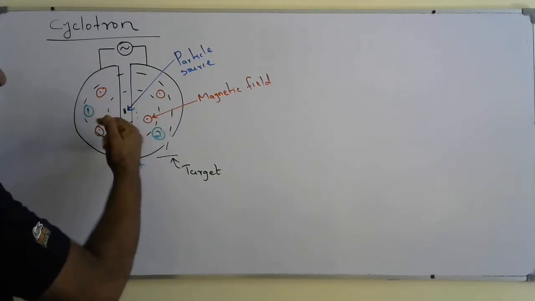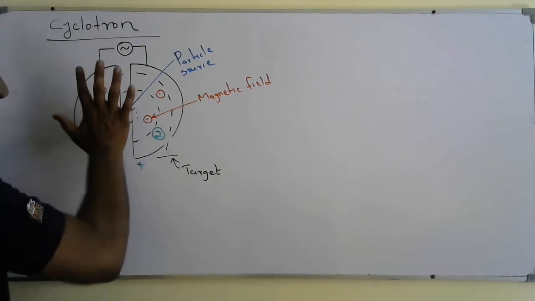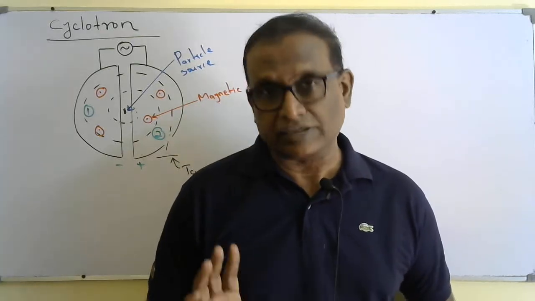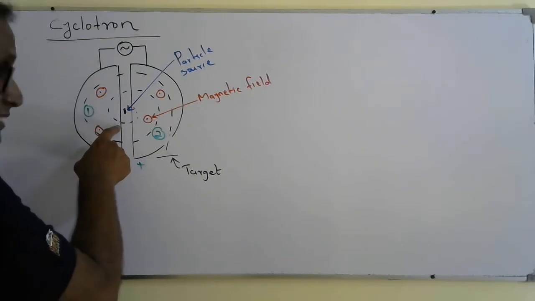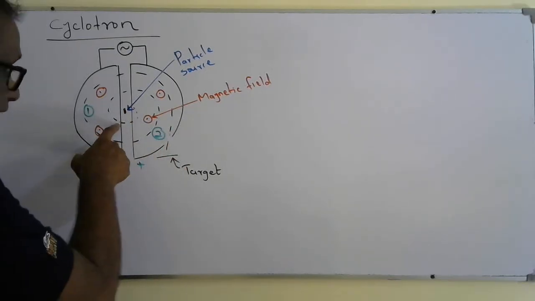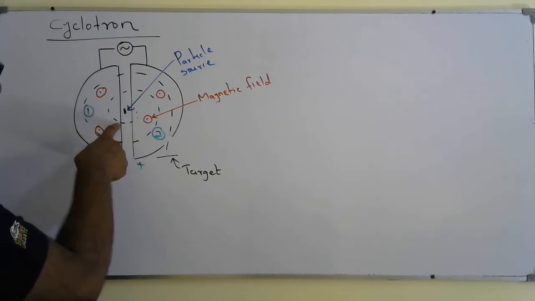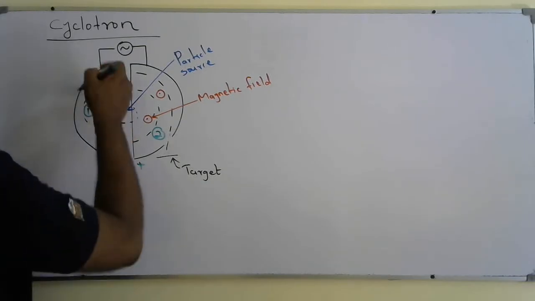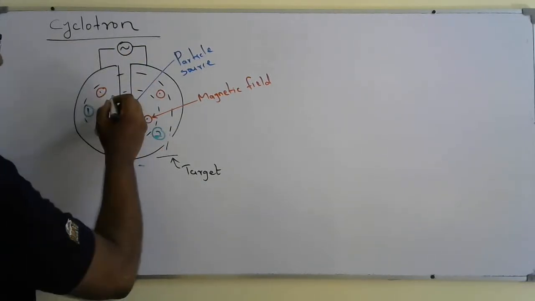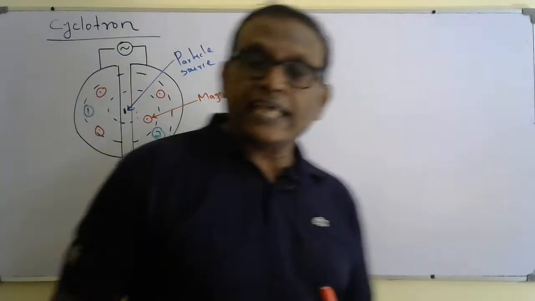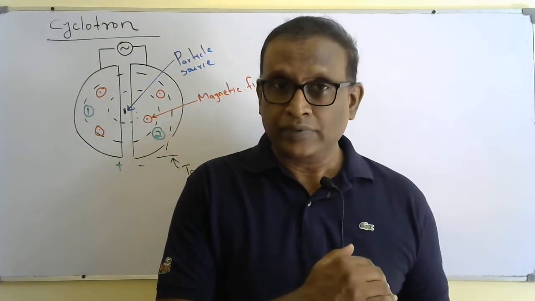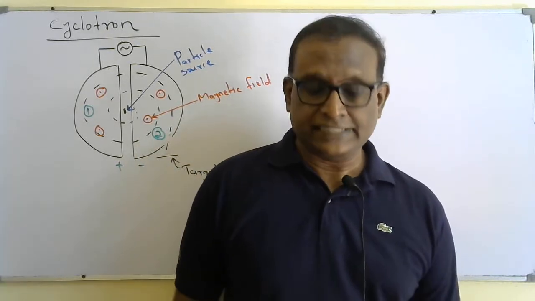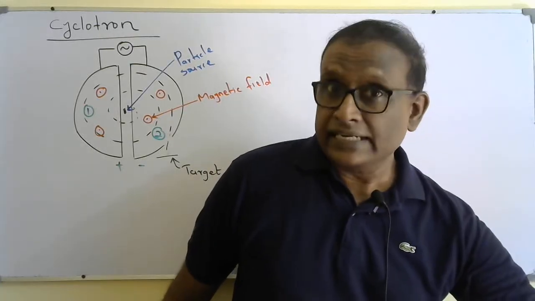Then the proton will gain kinetic energy. But inside the D-shaped cylinder, it won't experience any electric field, because it experiences the electric field only in the gap between the drift tubes. So it will move at constant speed, not gaining kinetic energy, until it reaches this end. But due to the magnetic field, it will move on a semicircular path. When it comes to this end, this will become positive and this will become negative, the polarity will change. Again, it will gain kinetic energy. Like that, every time the particle crosses the gap, the polarity is switched such that the particle gains kinetic energy.